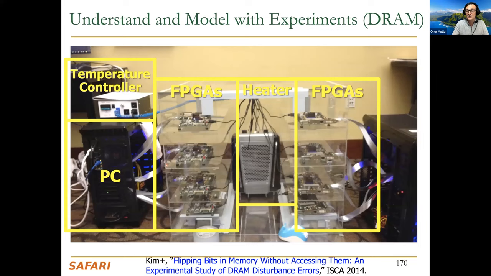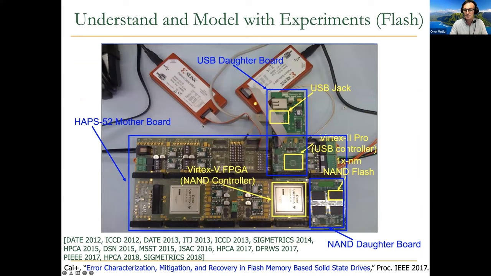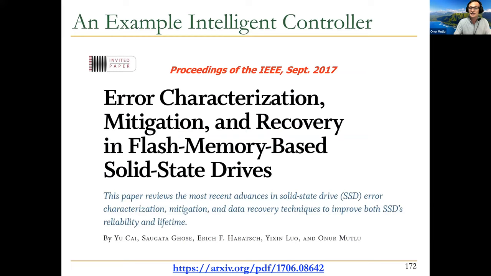understanding and modeling. This is a flash-based infrastructure that I mentioned earlier in the talk. We've actually built multiple flash memory infrastructures and understood flash memory properties. As a result, you can really understand what's going on in existing flash memories. And this is one example of understanding and building models on flash memory. I've given you the RowHammer examples also, of course.